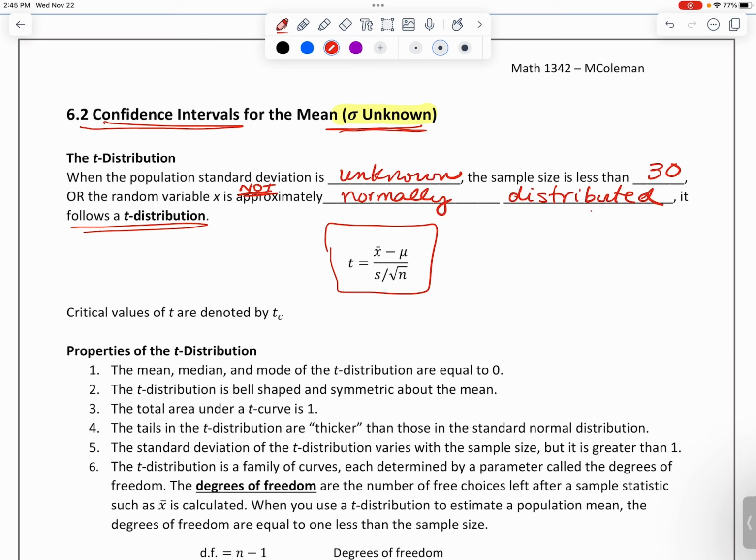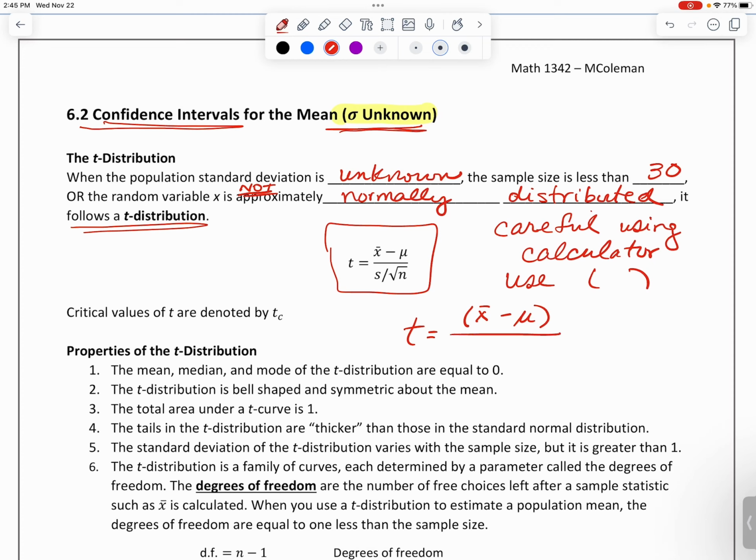The t-distribution has the following formula, and I'm going to caution you right now that if you are using your calculator, which you need to be, then be very careful when you use it. We need to make sure that we use parentheses, in the top and the bottom. So my formula in my calculator is going to look like (x bar minus mu), both in parentheses, divided by parentheses again on the denominator, (s divided by the square root of n). So again, one set of parentheses needs to be on the entire numerator, and a different set of parentheses on the entire denominator. So be very careful when you use that calculator.